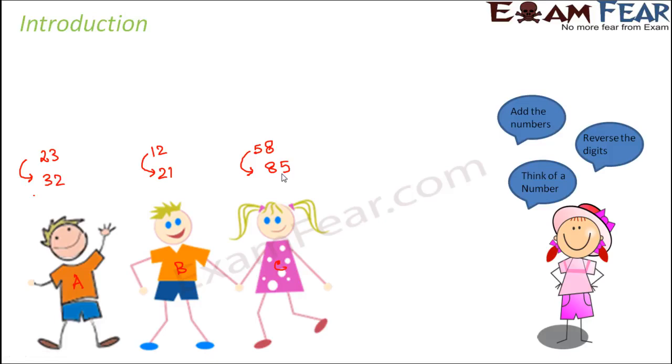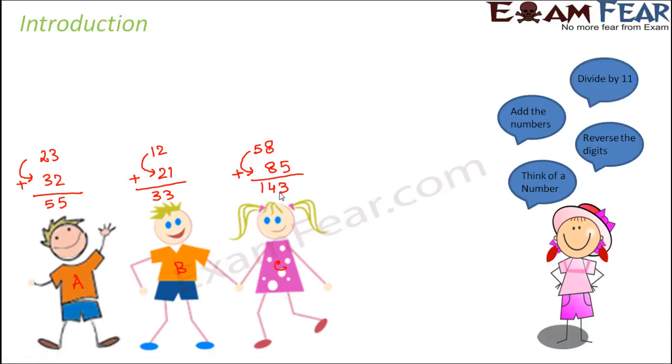And then the teacher asks them to add these 2 numbers. So basically the teacher has asked them to add 23 and 32. When A did that, he got the result 55. B also did the same and found the result to be 33. And C also did the same and she found the result to be 143.